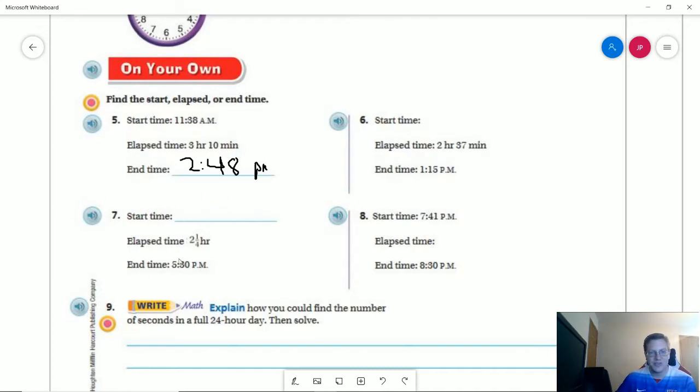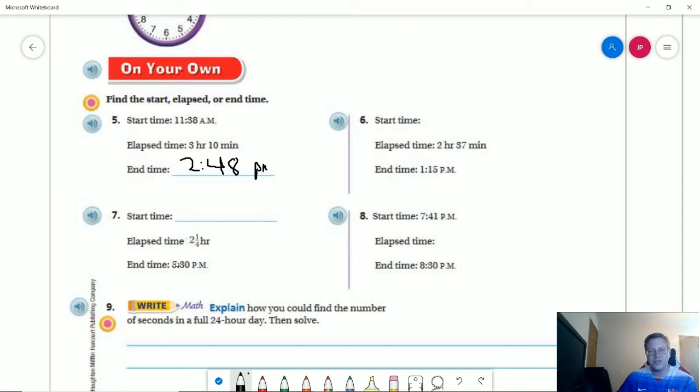So for this one, we are going to finish what we are doing at 5:30 p.m. So what I'm going to do is count backward 2 hours first and then count backward 15 minutes. So if you need to pause the video to figure that part out, go ahead and do that. And when you're ready, go ahead and hit play.